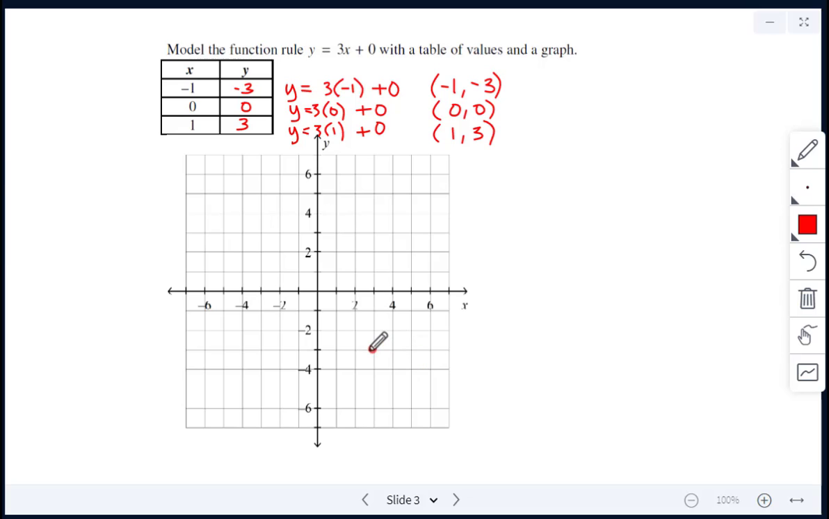So let's just quickly plot those. The first one is at negative 1, negative 3, so right here. Next is at 0, 0, right there. And then positive 1, positive 3, right there. And I'll just join them. And that's it.